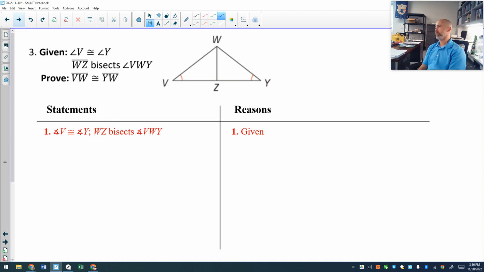All right. Number 3. V is congruent to Y. That's already marked congruent. I see a magic word. WZ bisects VWY. So that means, good. Because last period when I was doing this, I saw that WZ was a bisector. I almost marked those two congruent.